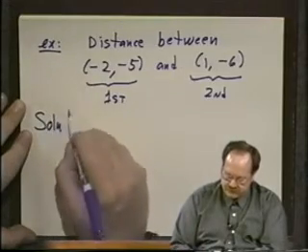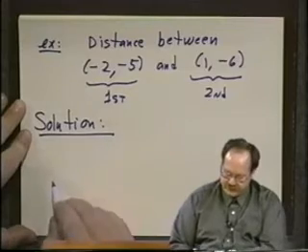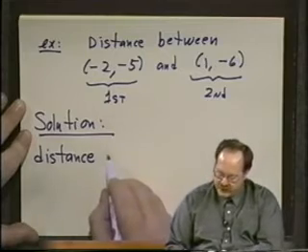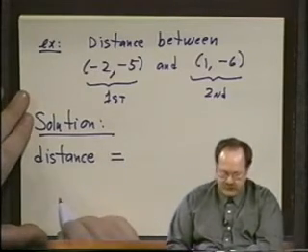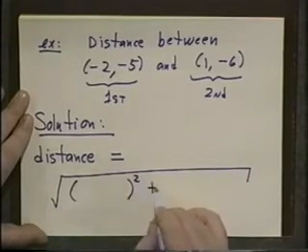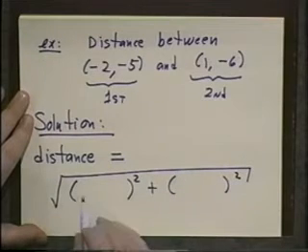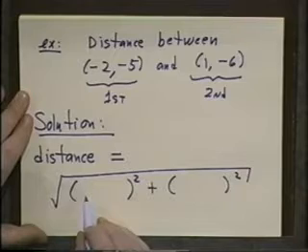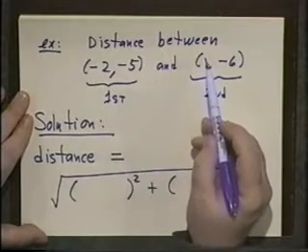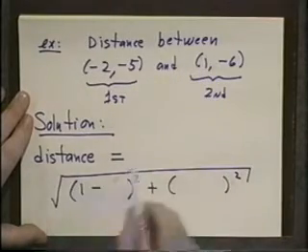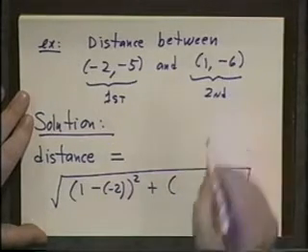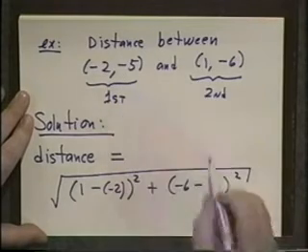Then the solution is the distance, I'll just write the word out, is going to be equal to, and let me fill in the formula now, the square root, and you know what it looks like. It's a square plus a square, so you can write that down. In the first one, I have the difference of the x values. So, treating this as the second point and this is the first point, I'll take the second x value, 1, minus the first one, which is a -2. And then here I'll do the same thing for the y's, -6 minus the -5 from the first one.